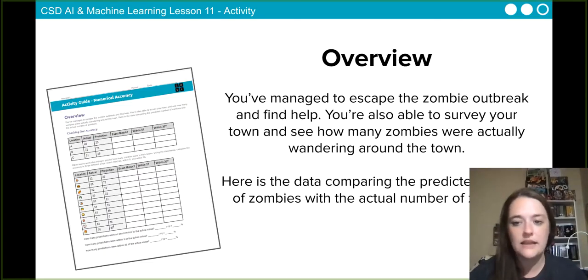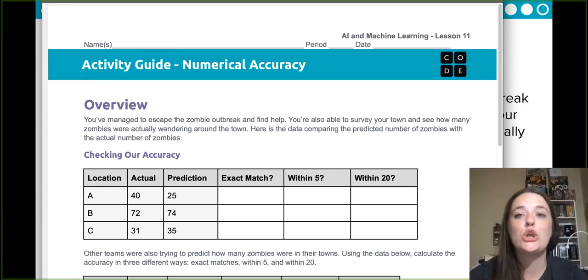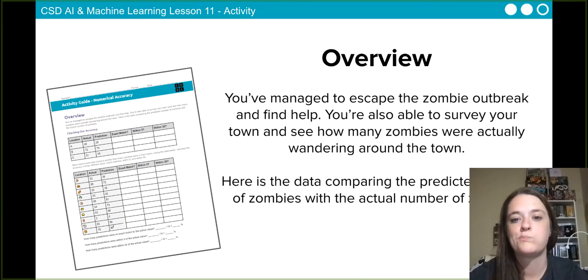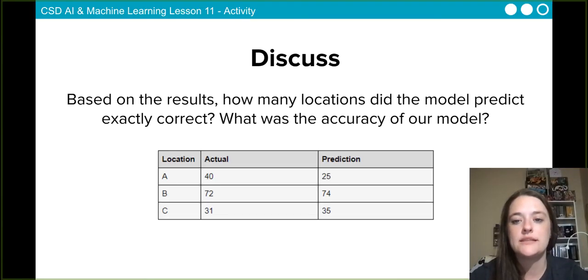Okay, you've managed to escape the zombie outbreak and find help. You're also able to survey your town and see how many zombies were actually wandering around town. Here is the data comparing the predicted number of zombies with the actual number of zombies. Let us look. Okay? Based on the results, how many locations did the model predict exactly correct? What was the accuracy of our model?